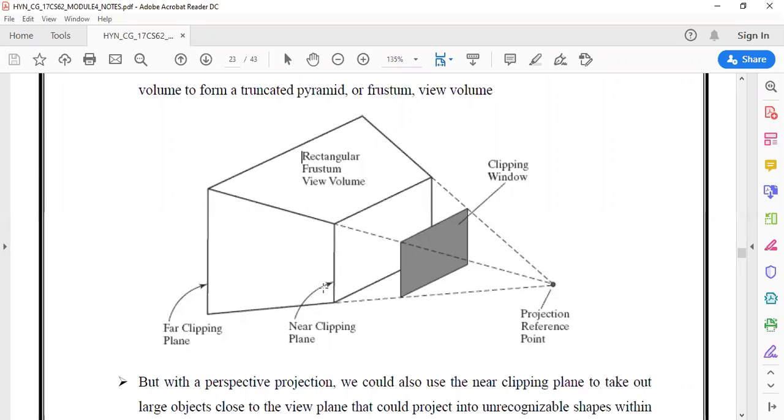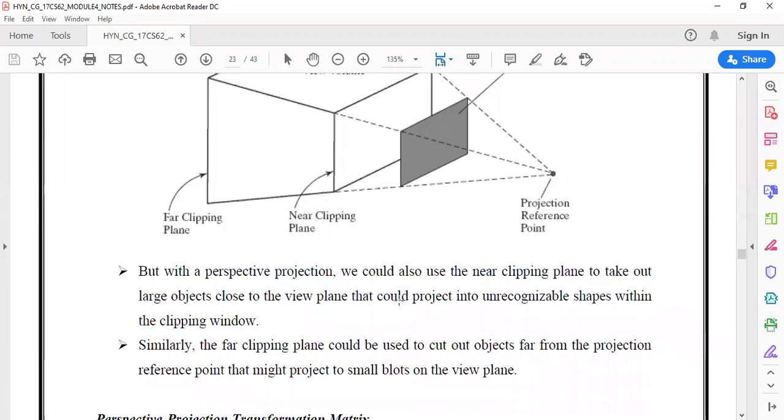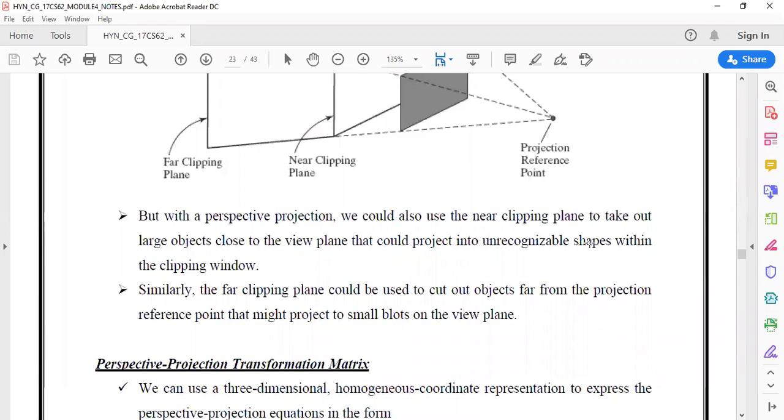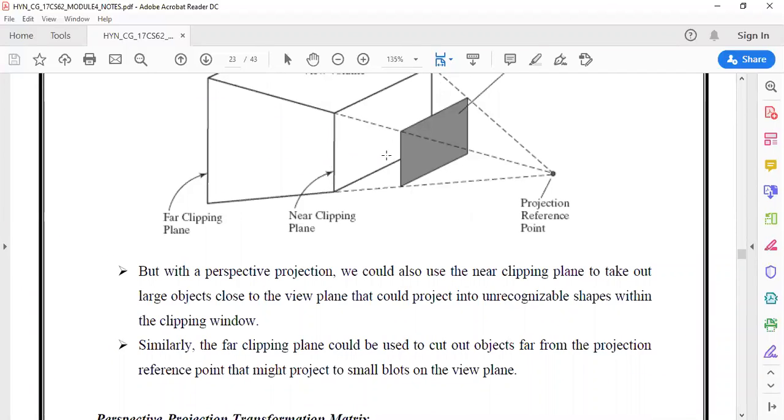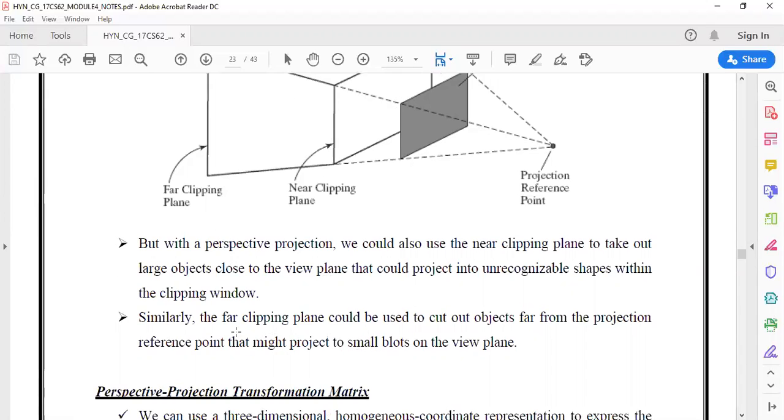This we have already seen in our 4th lab program where we were discussing the perspective projection. This is our truncated pyramid, which is called the frustum. It has 2 clipping planes. The plane which is near to the clipping window, I call the near clipping plane. The plane which is far from the clipping window, we call the far clipping plane. With the perspective projection, we could also use the near clipping plane to take out the large objects because it is very close to the viewing plane. So on the near clipping plane I can have the large objects, whereas on the far clipping plane I can have the small objects to be displayed.